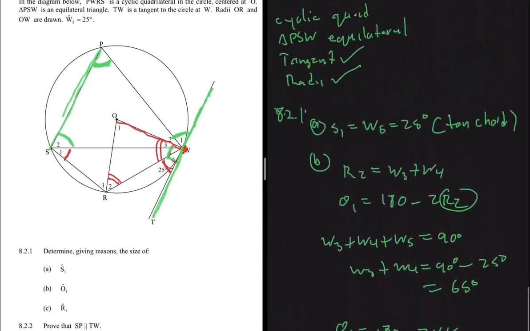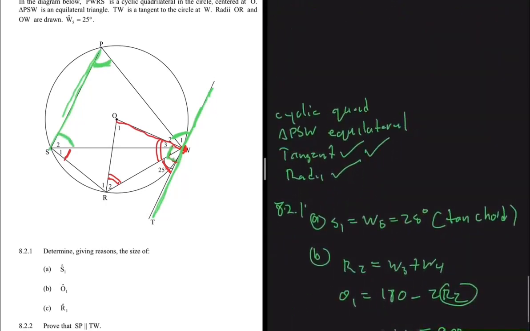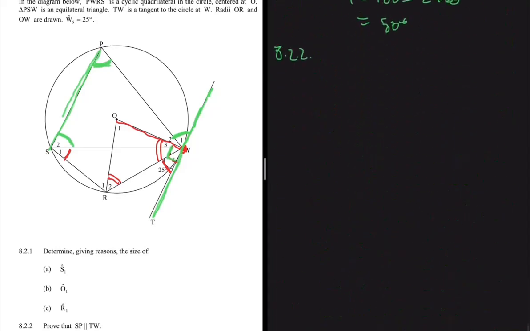Why are we saying that? To our keyword again, tangent. We're using the tan-chord theorem, right? We're sticking to the keyword. So now we can say that W1 is equal to S2. We already said that S2 will be equal to 60 degrees, right?